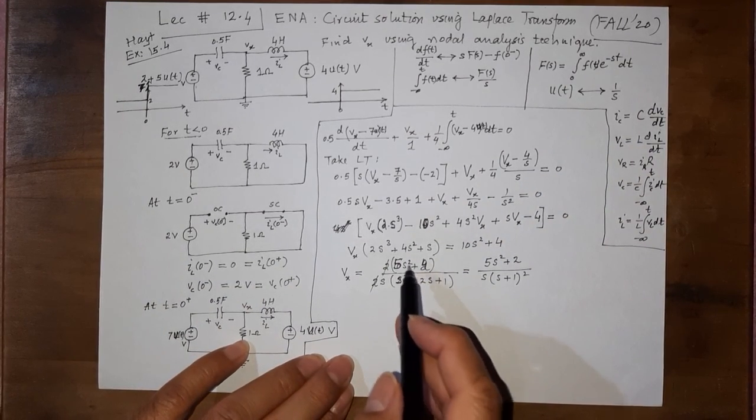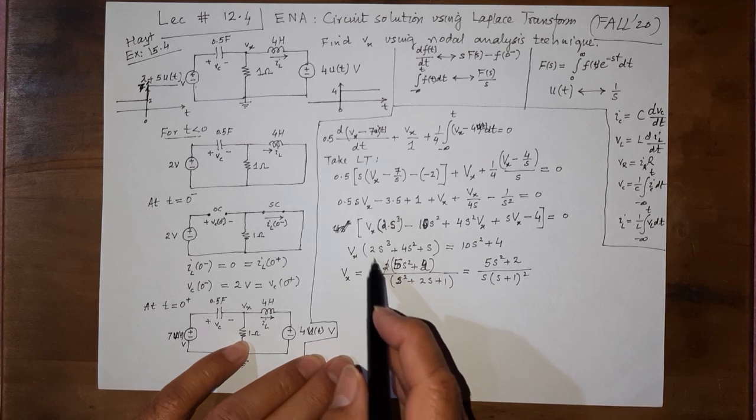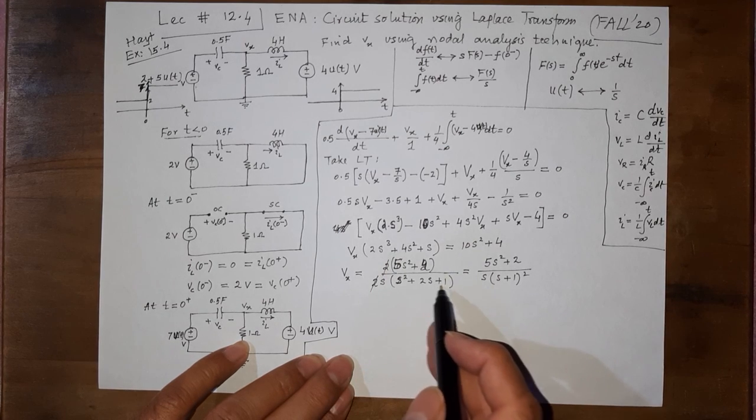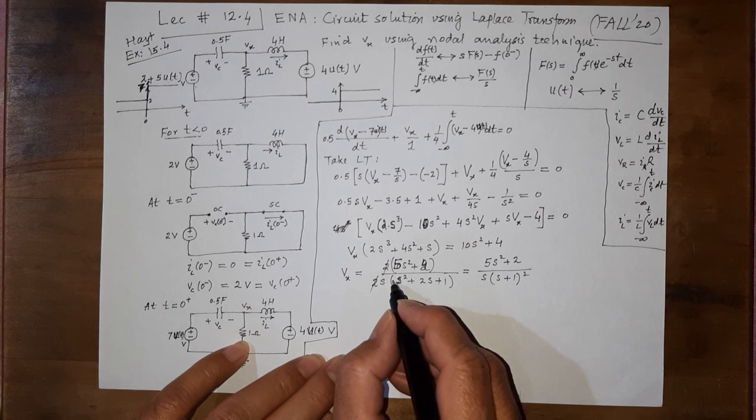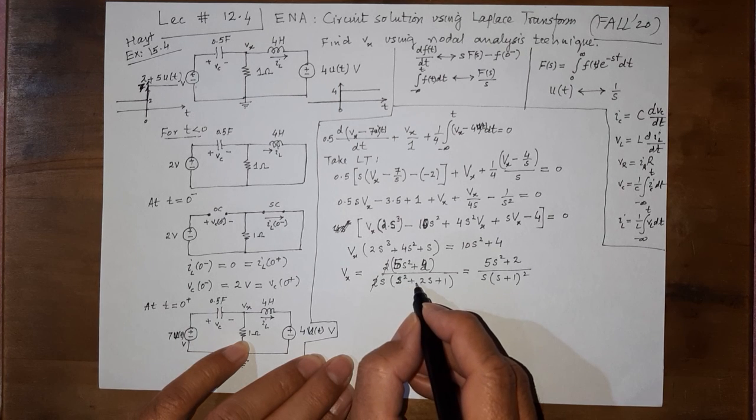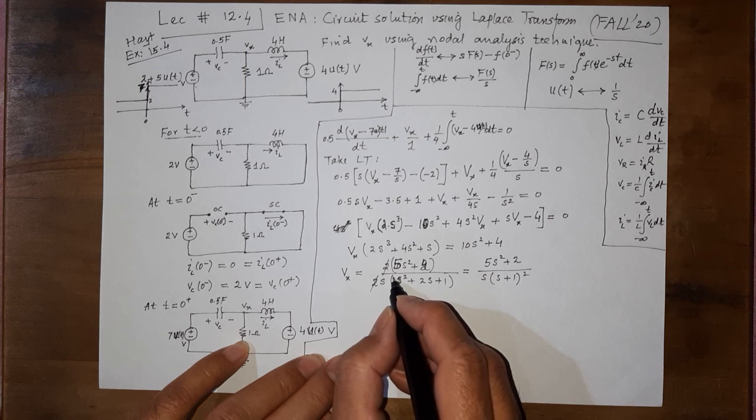I think I may have committed a mistake when we take 2 common outside. This will become 0.5. Okay, so why have we taken that outside? We shouldn't have. Okay, bring it back.